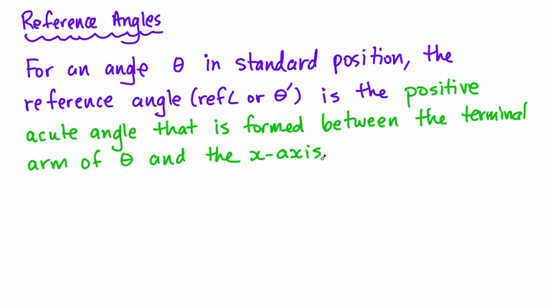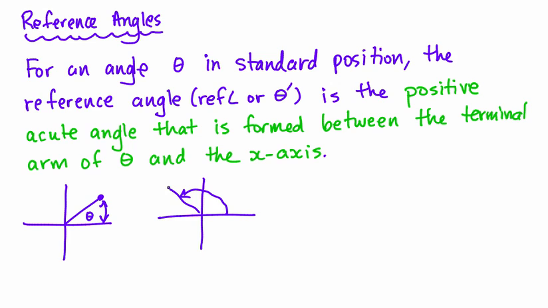The reference angle is the positive acute angle. So it's got to be positive, it's got to be acute, which means less than 90 degrees, and it's the angle that's formed between the terminal arm, that's in standard position, of theta, and the x-axis. So if you're in quadrant 1, the standard position angle and the terminal arm and the reference angle are all the same. But if you are in quadrant 2 and this is your angle theta, this is your terminal arm here, your reference angle is this acute angle that's formed between the terminal arm and the x-axis.